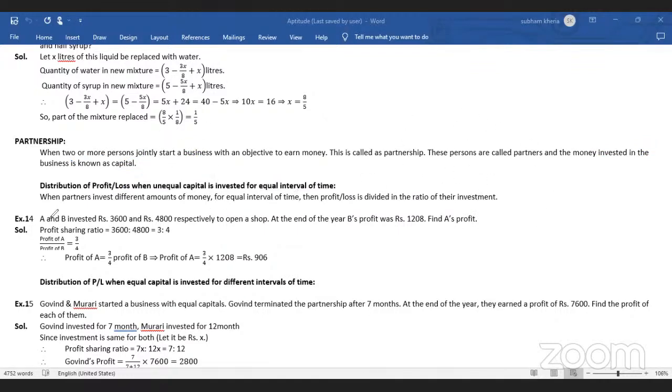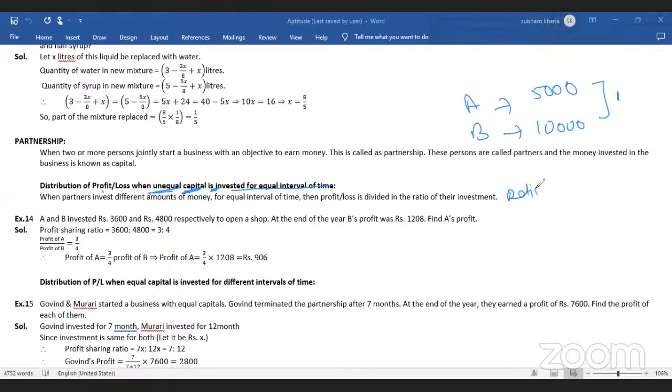Now, the first case says distribution of profit and loss when unequal capital is invested for equal interval of time. Matlab there are two people A and B. This guy is, let's say, putting 5,000 rupees and this guy is putting 10,000 rupees, both for 1 year. Both of them invested for 1 year, but the amounts are different. The first one invested 5,000, second one invested 10,000. So what will be the ratio of profit?